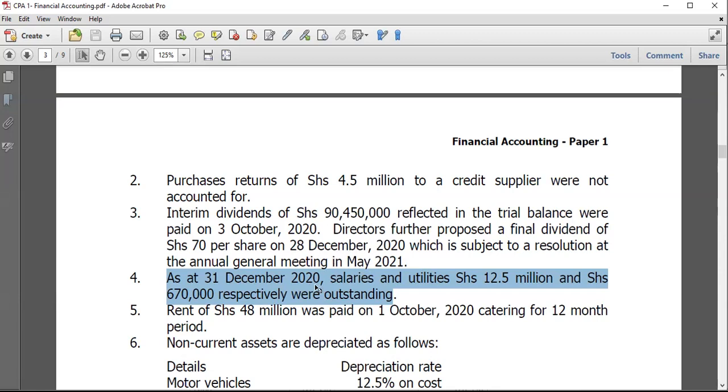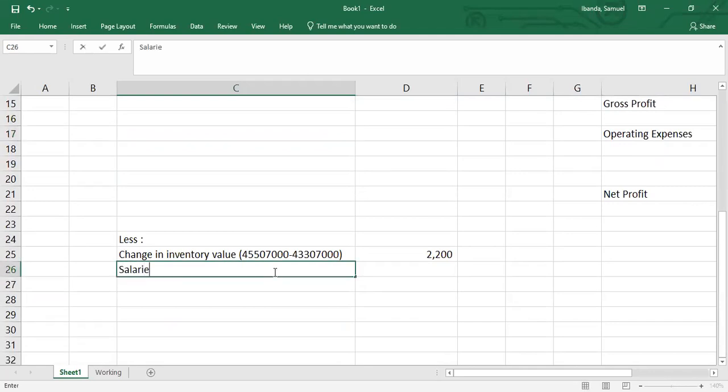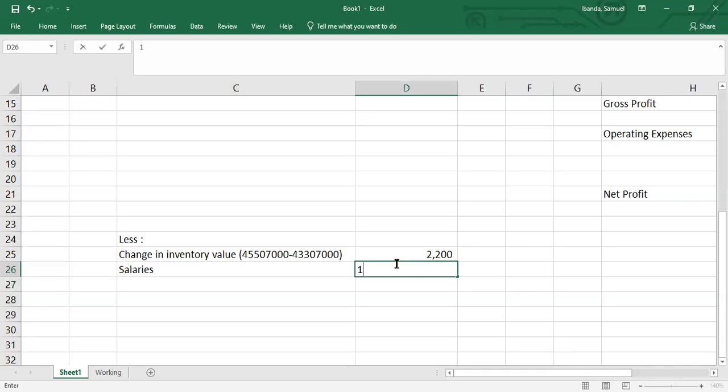And how do expenses affect our profit? Expenses affect our profits negatively. So we are going to less these salaries and utilities under our adjusted profit. We have salaries of 12.5, so I'll come here under what I'm lessing and say less salaries. They are saying this is 12.5, so I'll say 12,500 since I have already a degree of precision up there. So I'm lessing my salaries with the 12.5.